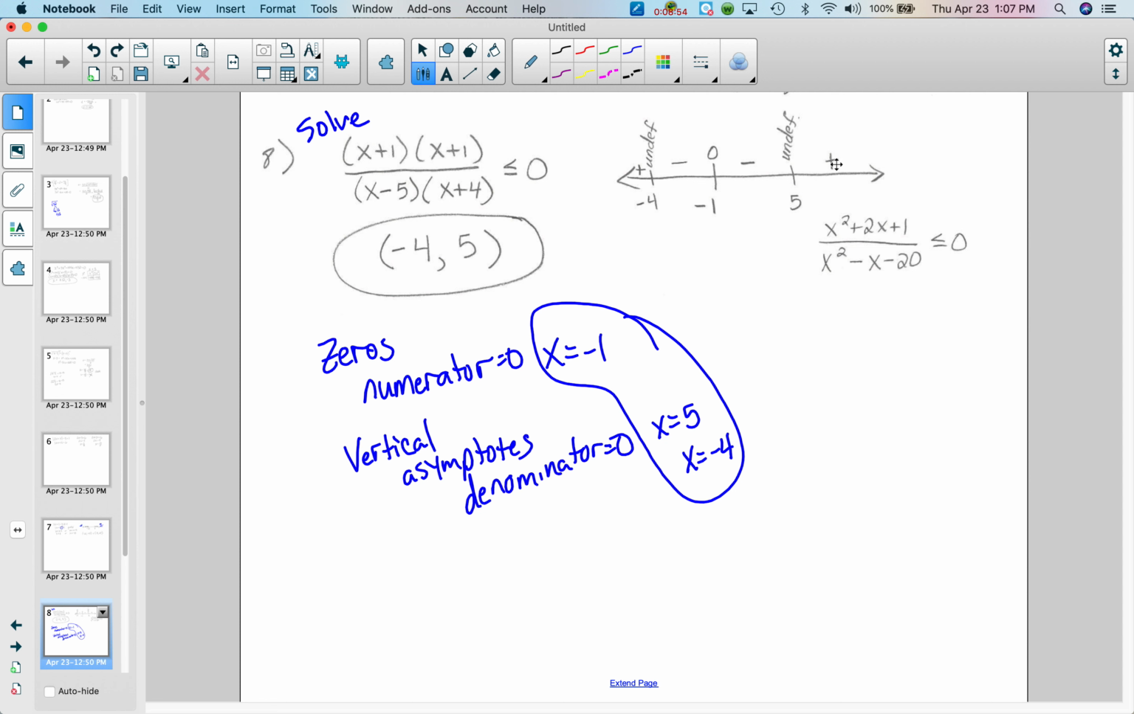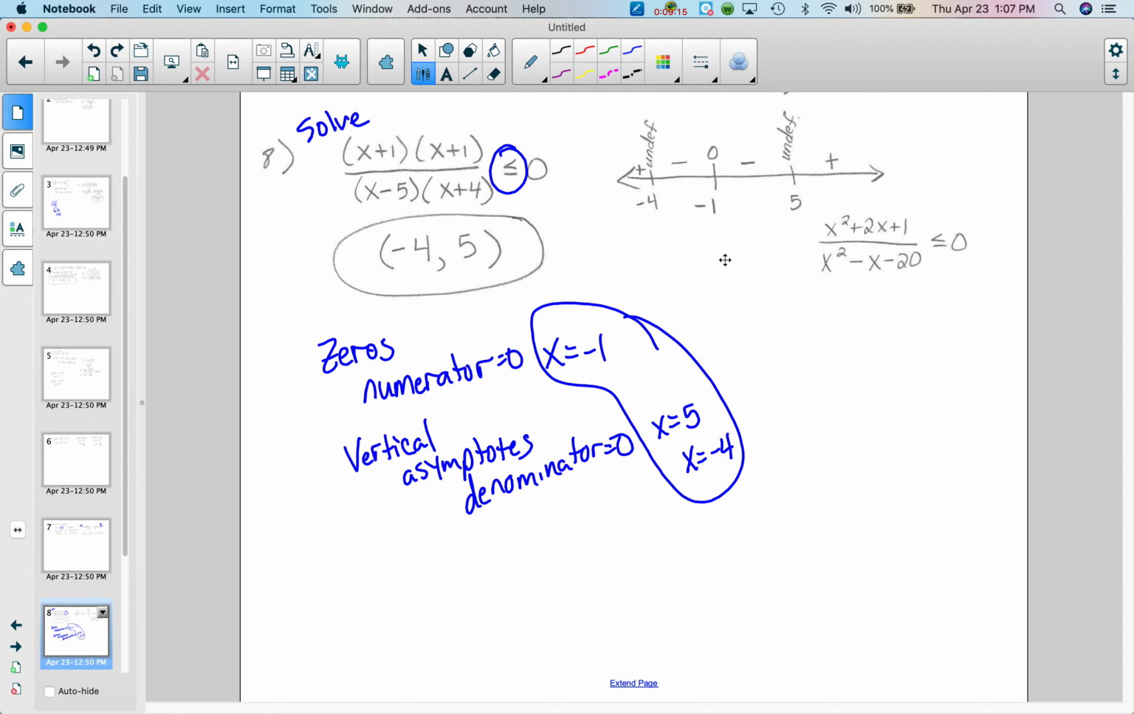If I pick something bigger than 5, say 6, plug it in here, I get a positive times a positive and a positive times a positive, so that will be positive. I do that for each spot on my interval work, those are the intervals, and I am looking for where it's either negative or 0, because that's my solution to this inequality.